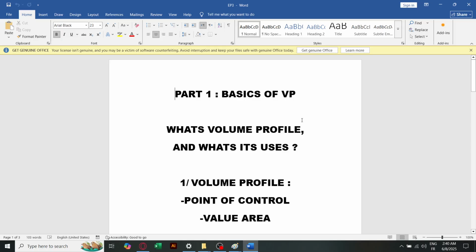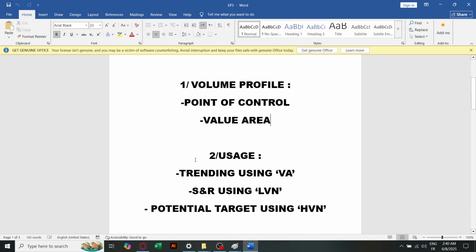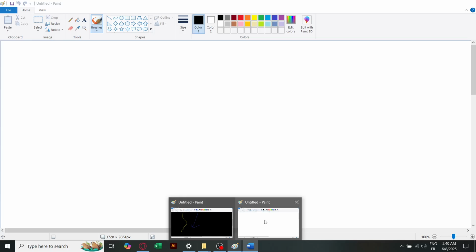So for volume profile, the first question we're going to answer is what volume profile is and what its uses are. I'm going to teach you point of control and value area, and this is the usage. We're going to learn why using volume profile to study trends is better than normal price action, how we get our support and resistance levels, what the theory is about it, and how we can get potential targets using high volume nodes. So we start with what volume profile is.